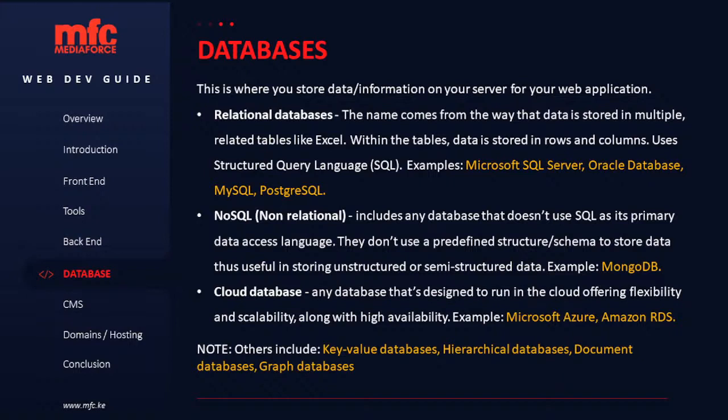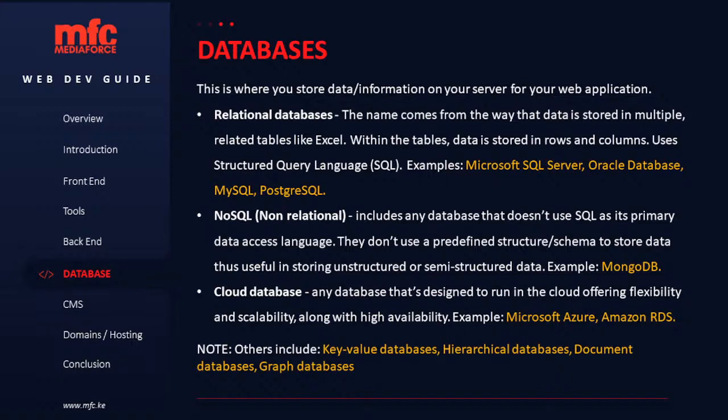The next one is NoSQL. NoSQL just means non-relational. This includes any database that is not structured or doesn't use SQL as its primary access language. So if you don't want to use relational databases, there's an option to store your data in an unstructured or semi-structured format. The most common example is MongoDB. A third kind of database worth mentioning is the cloud database. Just from the name, it means that these databases are designed to be used on the cloud, to offer availability, flexibility, and scalability. The most common examples are Microsoft Azure and Amazon RDS.